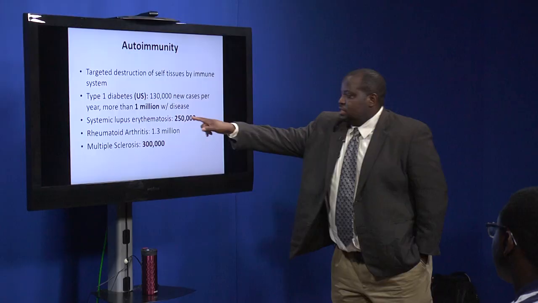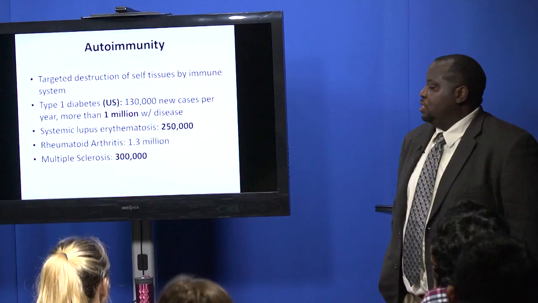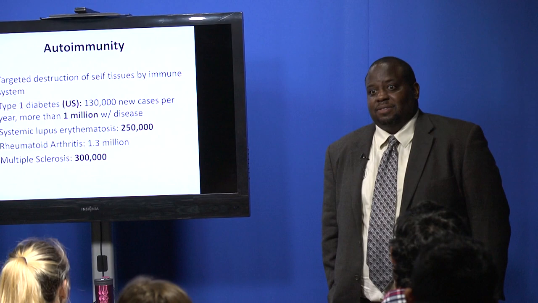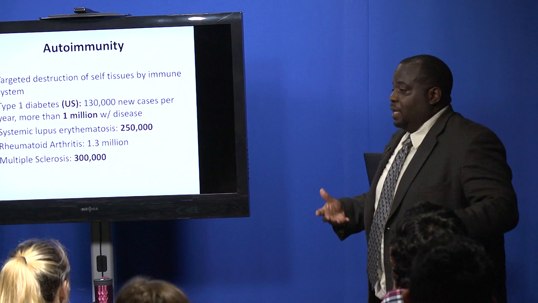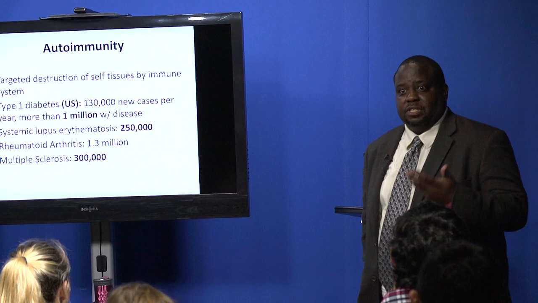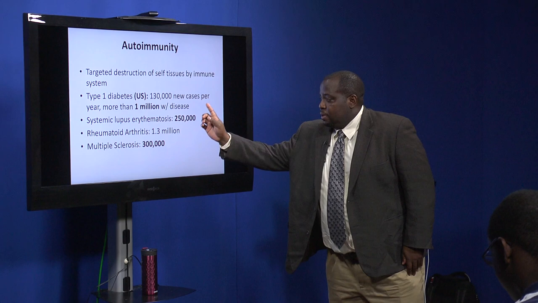Systemic lupus is a disease where the immune system attacks our own DNA. Where's your DNA? Well, your DNA is everywhere. So when you have systemic lupus, the targets are all over your body. Some of the main targets are your skin, and also your kidneys. And we'll talk a little bit more about lupus. I actually just came back from a lupus conference about a week ago. Rheumatoid arthritis is another autoimmune disease, and multiple sclerosis. And there are some others.